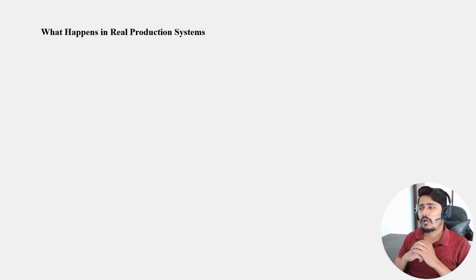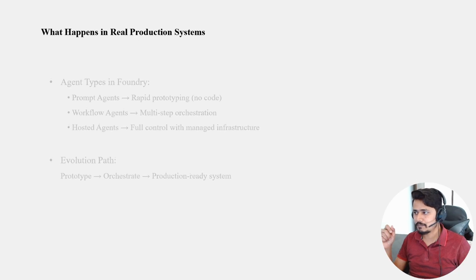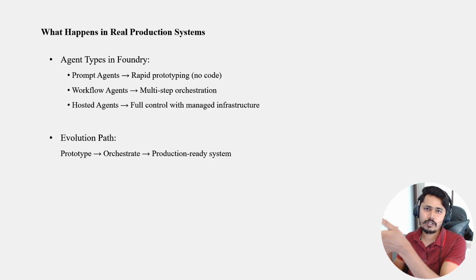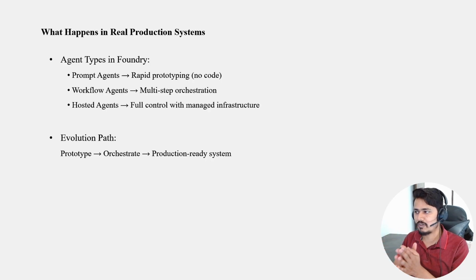Then let's understand what happens in real production systems. So in real production systems, why am I focusing on the Agent Foundry service over Microsoft Agent Framework? Because there are three agents that we can build in the Agent Foundry service. The first one is prompt agents. Let's say you want to do rapid prototyping, you can go ahead with prompt agents, where you can open these particular agents in the playground. You can quickly test that. You can connect other knowledge bases, let's say CSV or SharePoint, and that's how you can quickly test it, and no code is required for that.